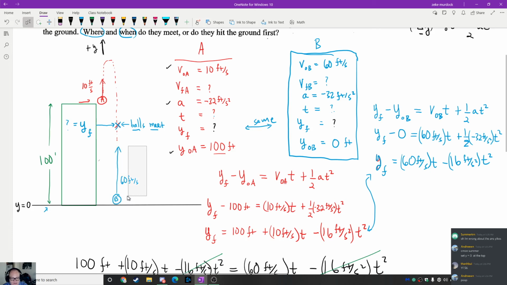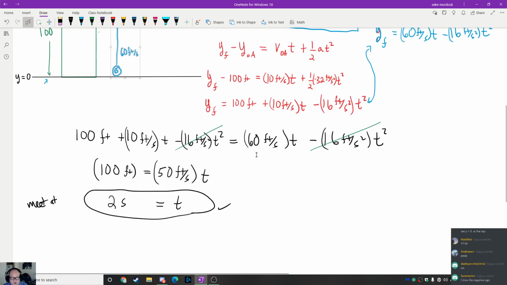What if we made this just really simple? What if ball B had only been thrown at 10 feet per second? They probably wouldn't meet, right? Would you all agree? If this was 10, they're probably not going to meet at that point, right? So what happens to our answer? Well, if this was also 10 feet per second, you'd get 100 feet equal to 0, and that's just silly, right?